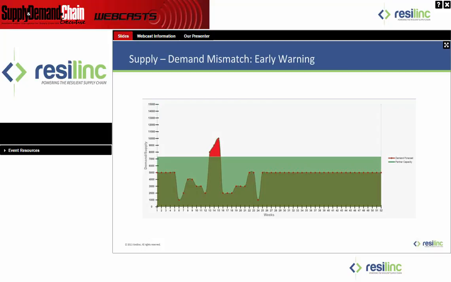The last screenshot I wanted to share with you is this visual at a part number level that very quickly helps you identify where you're going to have a capacity mismatch or where you're going to have supply issues. So again, you know what time frame you're going to have to put your mitigation strategies in place.